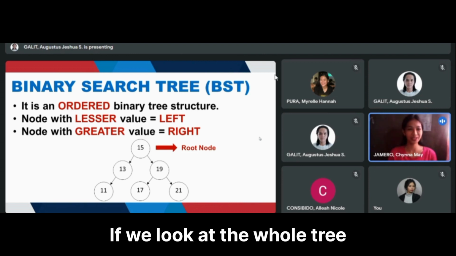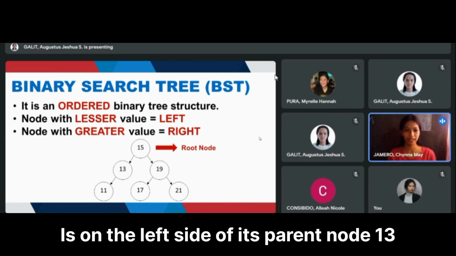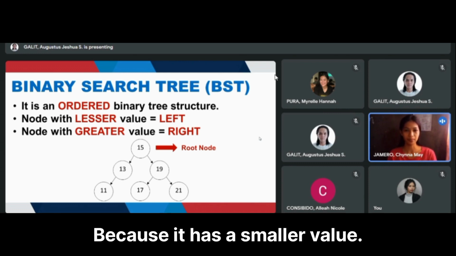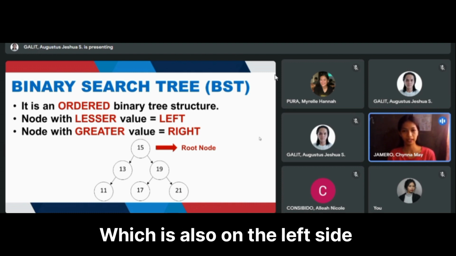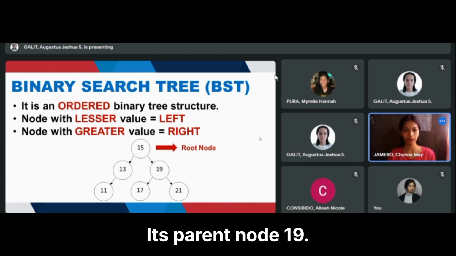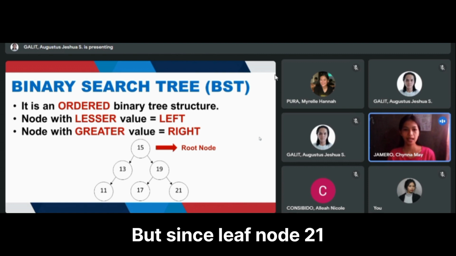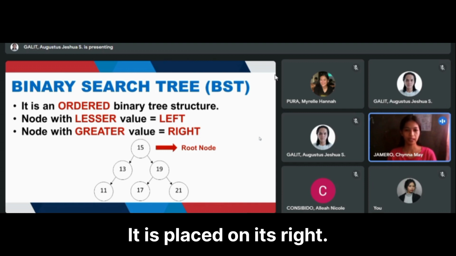If we look at the whole tree, we can see that the leaf node 11 is on the left side of its parent node 13 because it has a smaller value. The same is the case for the leaf node 12, which is also on the left side because it has a smaller value than its parent node 19. But since leaf node 21 is greater than its parent, node 19, it is placed on its right.